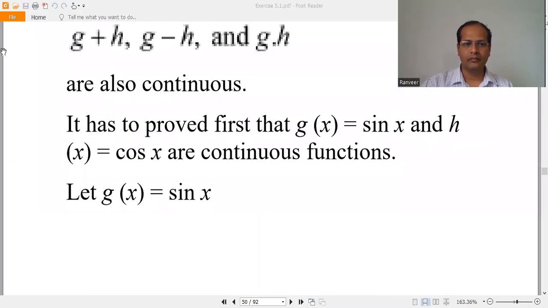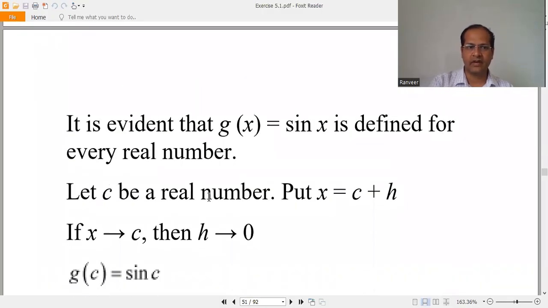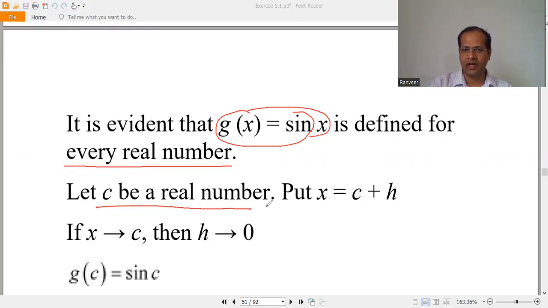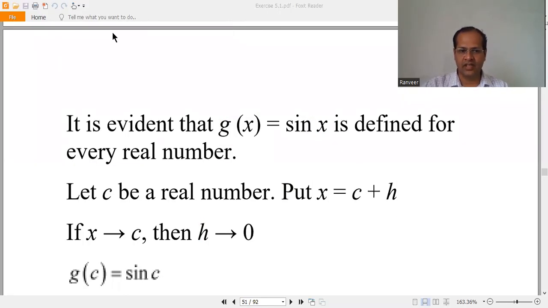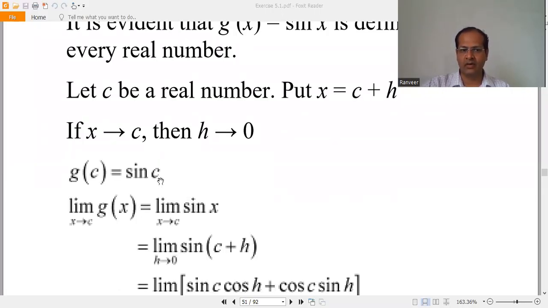Now, g(x) equal to sin x and h(x) equal to cos x. For g(x) equal to sin x, we want to prove it is continuous. It is defined for every real number. Let c be a real number, put x equal to c plus h, x tending to c, h tending to 0. This is a very, very important substitution we have to do. So g of c equal to sin c.